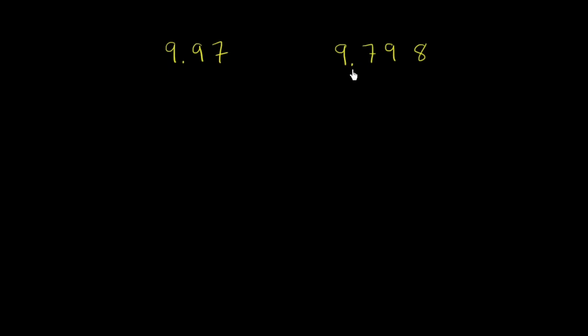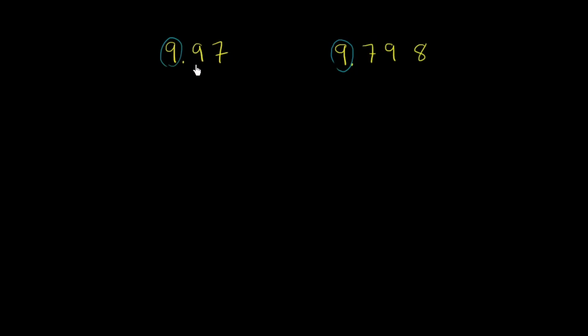Let's compare 9.97 to 9.798. So to figure out which one of these is greater, I like to start with the largest place values and then keep moving to smaller and smaller ones until we actually see a difference. So they both have 9 ones. So at least in the ones place, they seem comparable to each other. Now let's go to the tenths place.